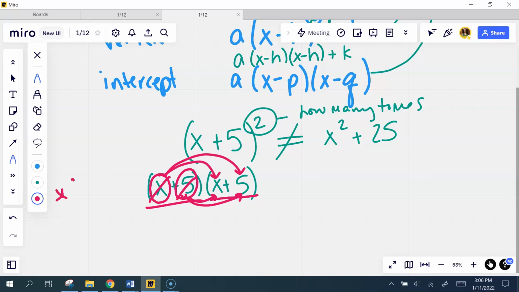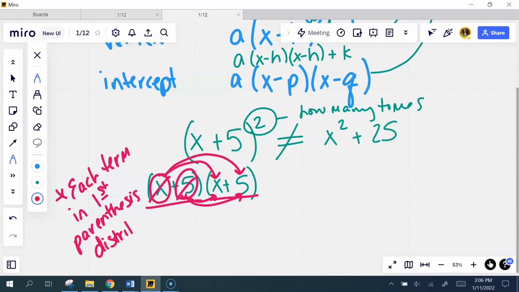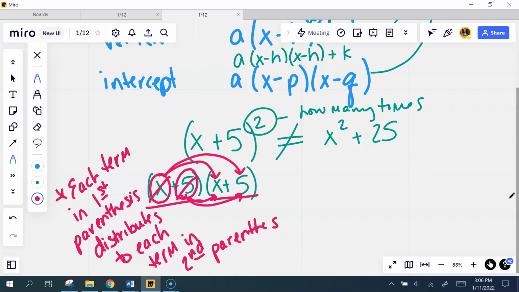So make sure each term in the first parentheses distributes to each term in the second parentheses, no matter how many terms there are in each one. Make sure that that happens, okay? If I go too fast or need to slow down or anything like that, feel free to pause or rewind or do whatever you need to do as we work through these in this video.